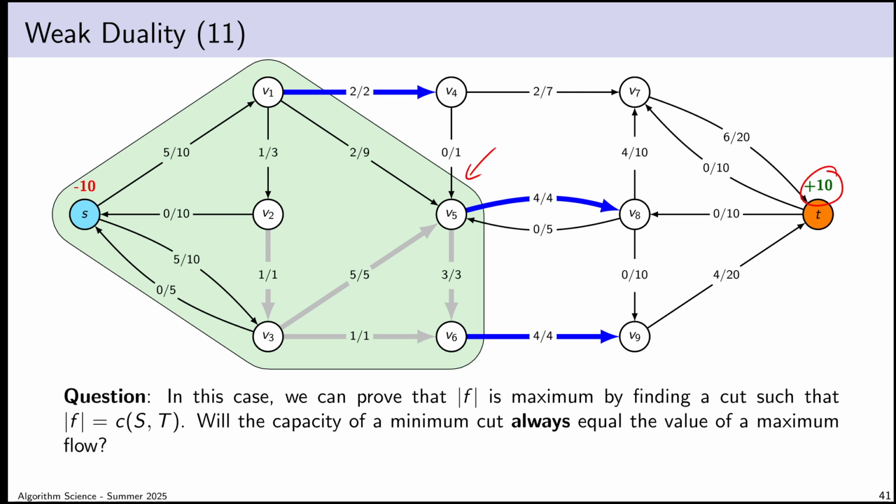That was maybe lucky though. How do I know I have that property for every graph? Maybe I could hand you a graph where the maximum flow has value 10, but the minimum cut has value, I don't know, 1,000 or something.